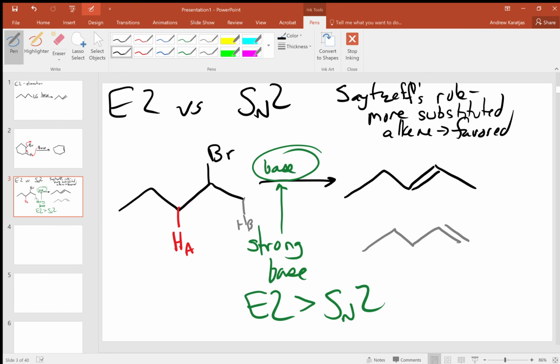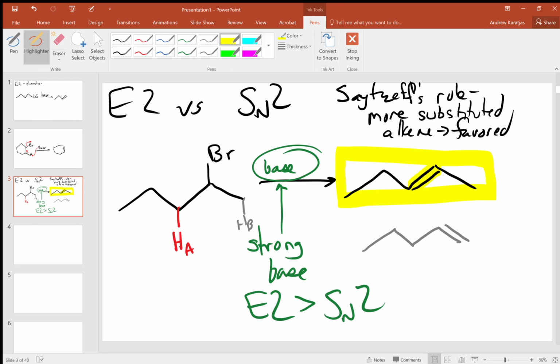So the major product from this reaction would be the first one that we drew, where we can see that our alkene is substituted twice, whereas the lower product, the one in gray, only has a single substituent on the alkene.